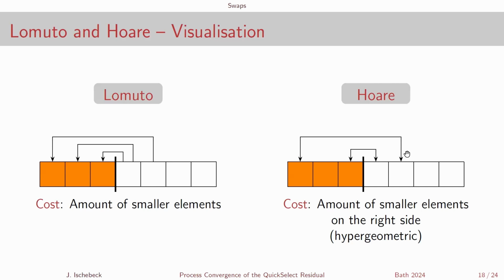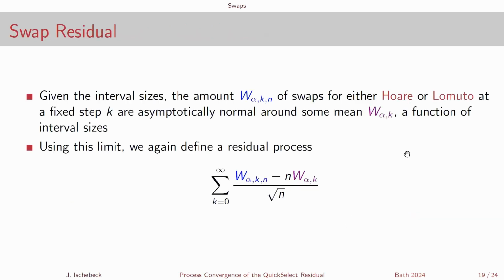So smaller elements on the right side, respectively bigger elements on the left side. And if you condition on how many smaller elements you have and how many elements you have, it's just hypergeometrically distributed. And that means that for both Lomuto and for Hoare, this amount of swaps that we do in each step is asymptotically, for big N, normal. And it's centered around some mean W alpha K. Let's say it's not really the mean because it's actually the conditional expectation from the interval sizes, but we can do the same as for comparisons.